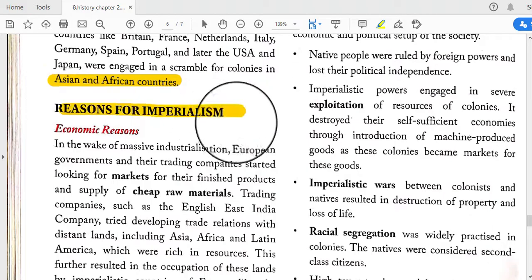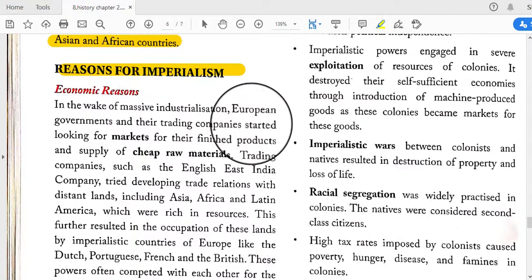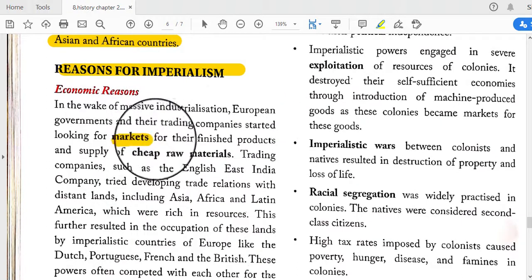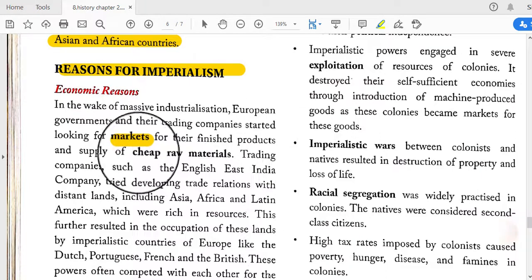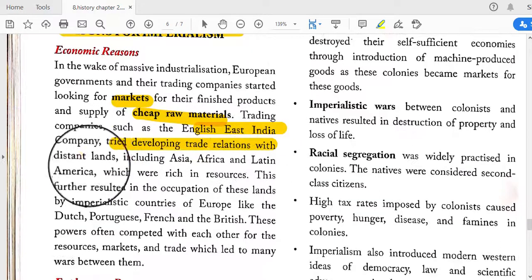And the reasons for imperialism? The economic reasons: in the wake of massive industrialization, European governments and their trading companies started looking for markets for their finished products and a supply of cheap raw materials. And trading companies such as the English East India Company tried to develop trade relations with distant lands.